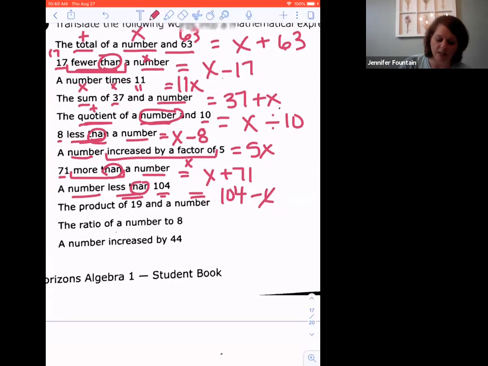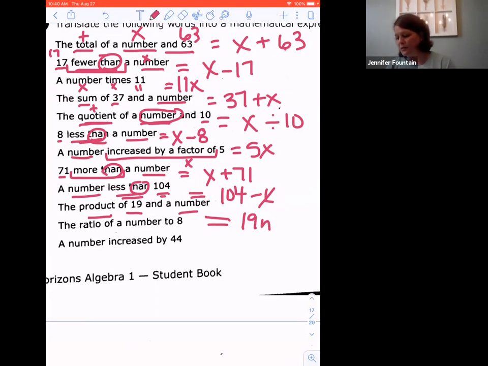The product of 19 and a number. So again, multiplying: 19n. Product is one of those words that, if you don't know it goes along with multiplication, study that one.